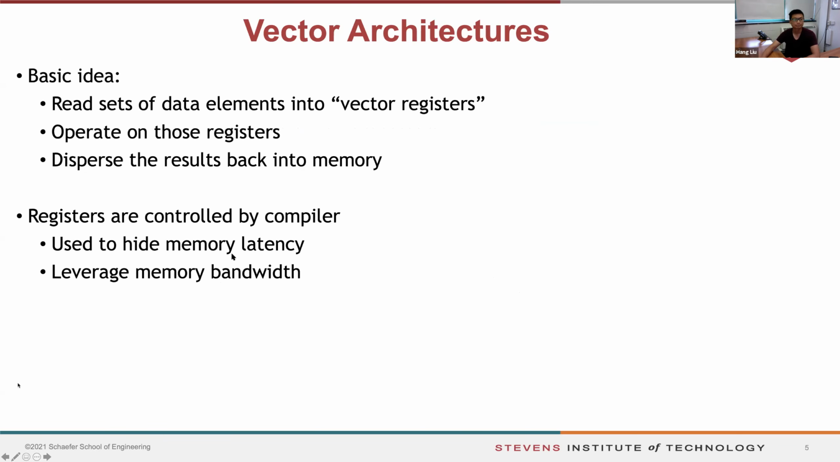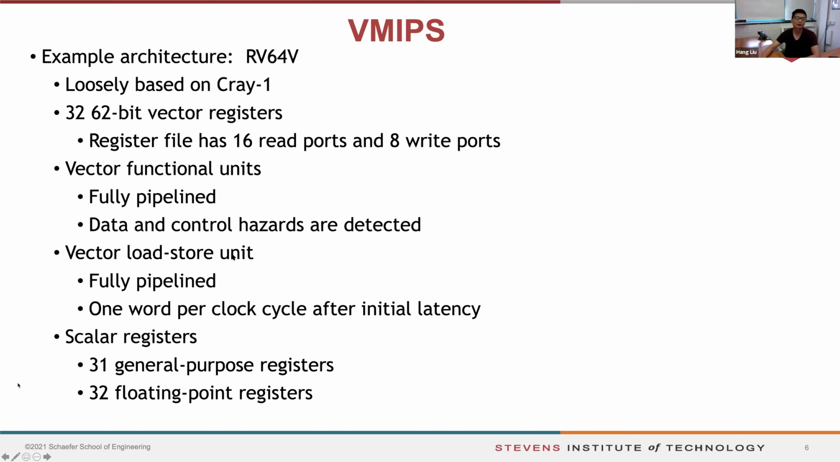Okay. So this is an example of a vector architecture. That's RV64V, or vectorized MIPS. RV64V is loosely based upon part one. There are in total 32 64-bit registers.